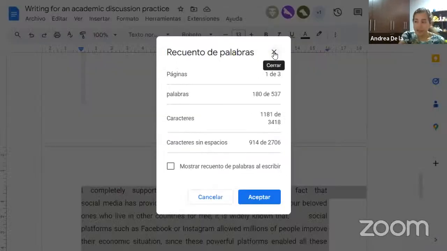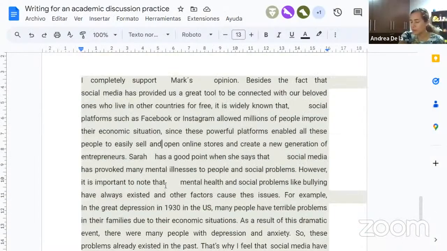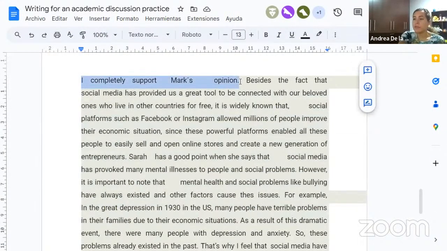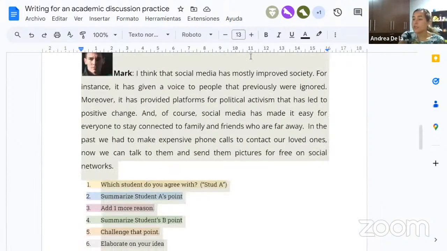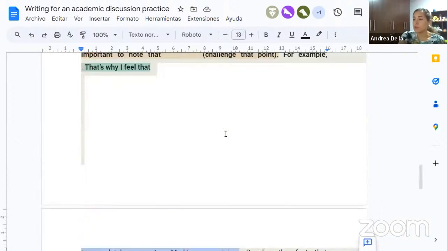Okay, 180, that's almost... so it looks really complete, but let's see. First of all, we have the introduction, right? I completely support Mark's opinion. Okay, good. So you believe that social media has mostly improved society.